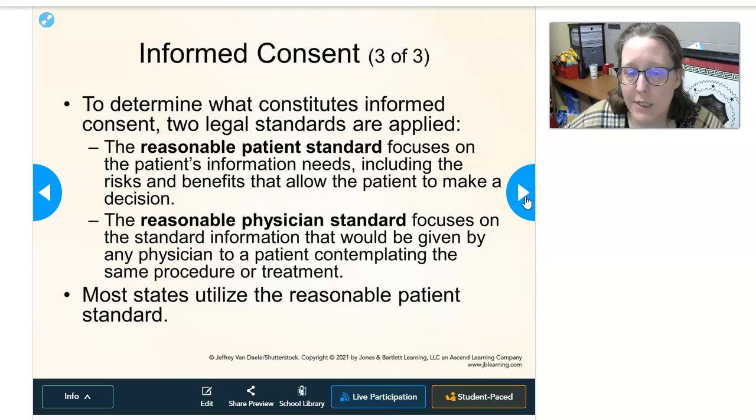So most states utilize the reasonable patient standard, again, focusing on the patient, because it's more important for the patient to have all their questions answered, understand exactly what is going on, what all the options are, what each of the options entail, risks, benefits, etc., even cost, if that's something that can be given to them.